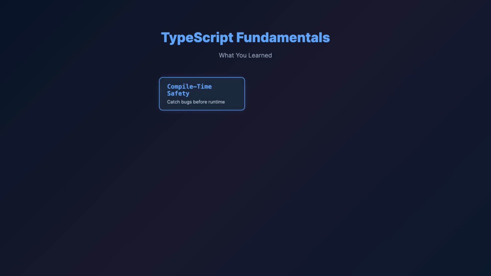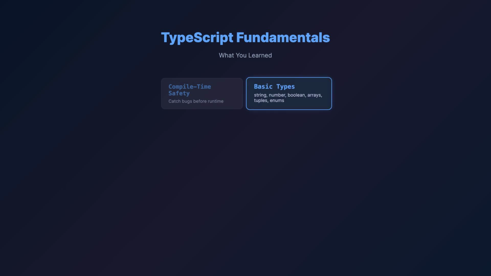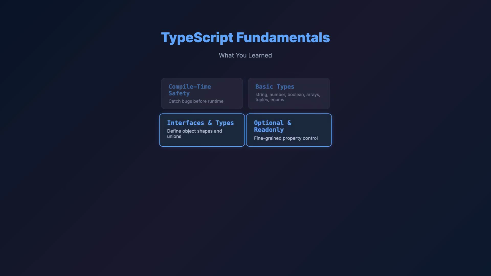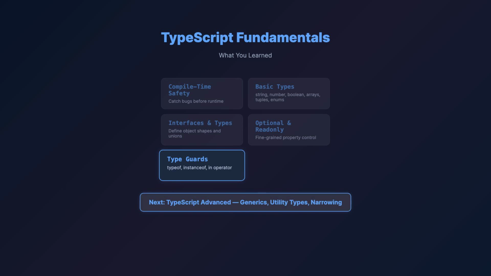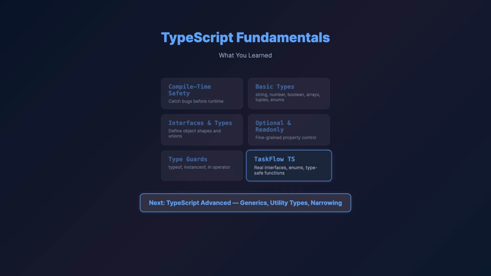Let's recap what you learned. TypeScript catches bugs at compile time, not runtime. Basic types: string, number, boolean, arrays, tuples, and enums. Interfaces define object shapes. Types handle unions and complex combinations. Optional and read-only properties give you fine-grained control. Function types, union types, and type guards keep your code safe. And we converted TaskFlow to TypeScript with real interfaces and enums. In the next video, we go deeper with generics, utility types, and type narrowing, the tools that make TypeScript truly powerful. See you in the next one.